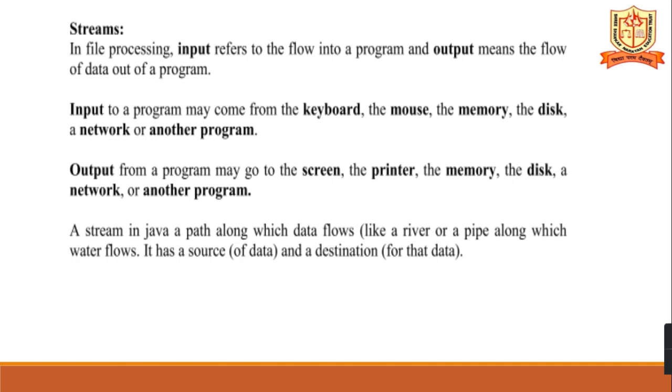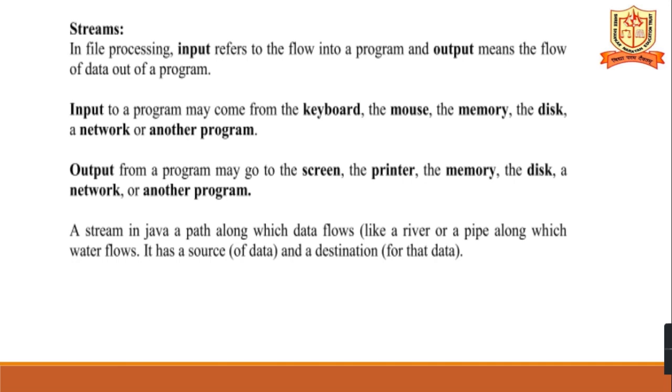In file processing, input refers to the flow of data into the program and output means the flow of data out of the program. Input to the program may come from keyboard or mouse, memory, disk, network or any other program. Output from the program may go to the screen, a printer, memory, disk, network or any other program. A stream in Java is a path along which data flows. It is like a river or a pipe along which water flows. So stream means the path along which the data will flow.